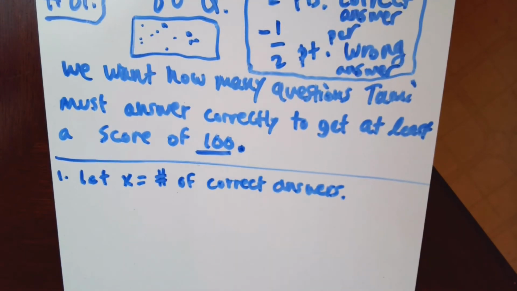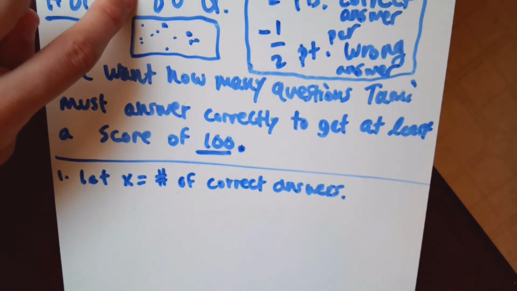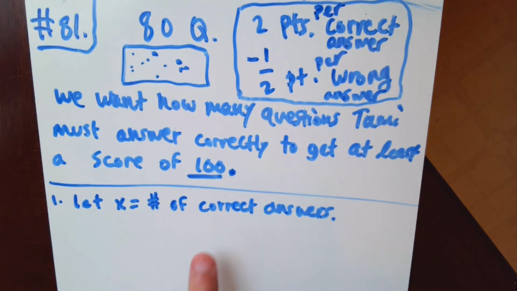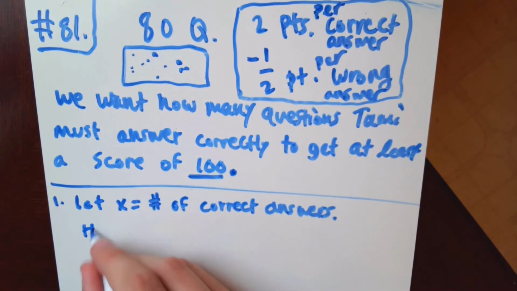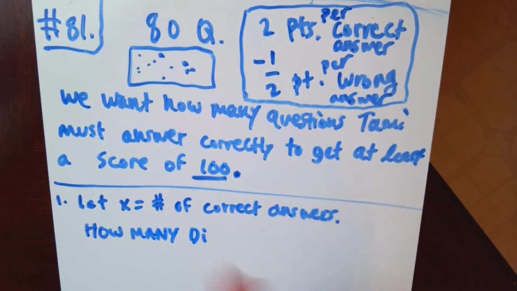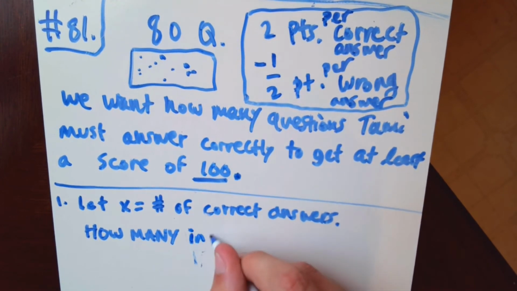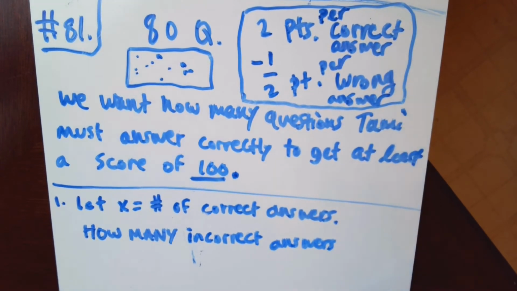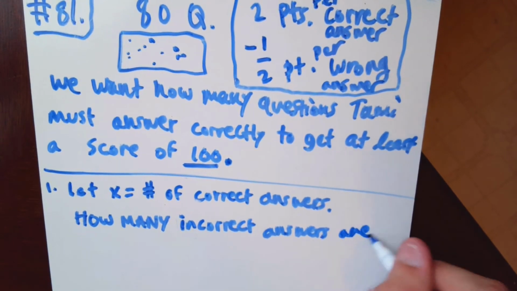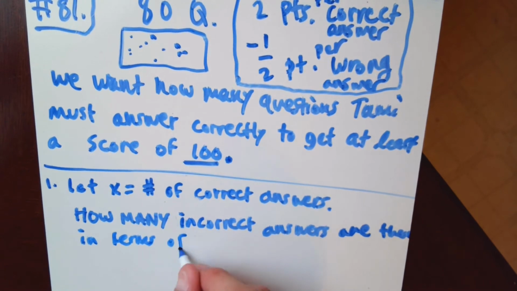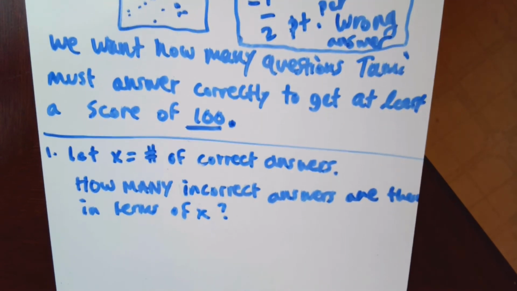So now let's think for a moment. If there are 80 questions in total, and X is the number of correct answers, we want to know how many incorrect answers there are in terms of X. So that's the next question.